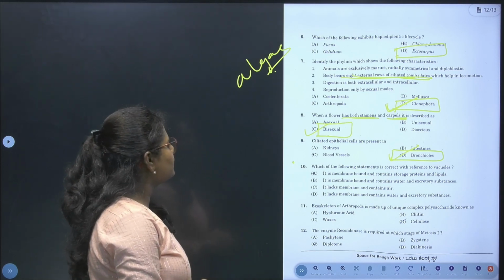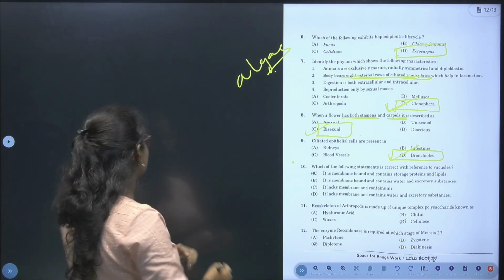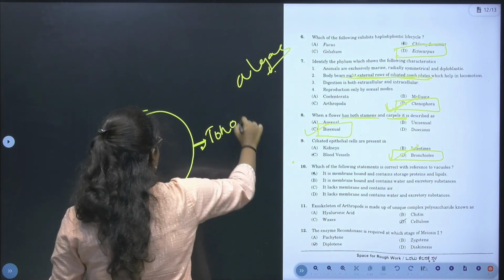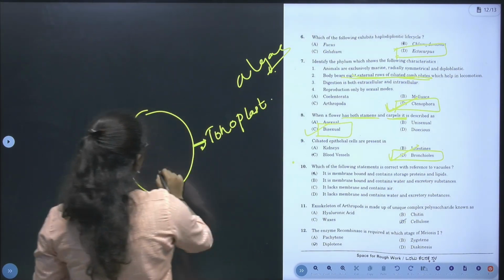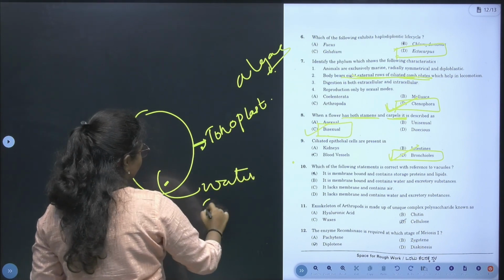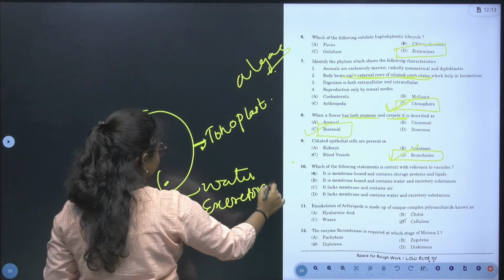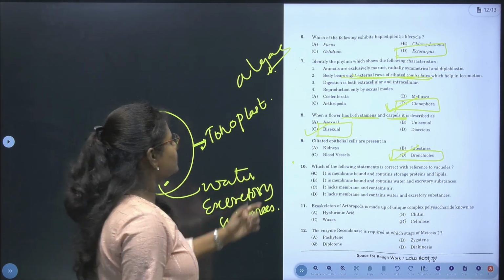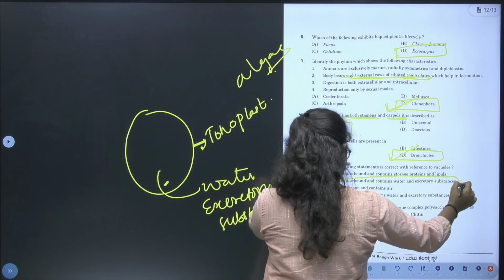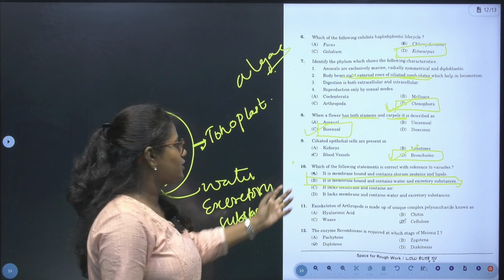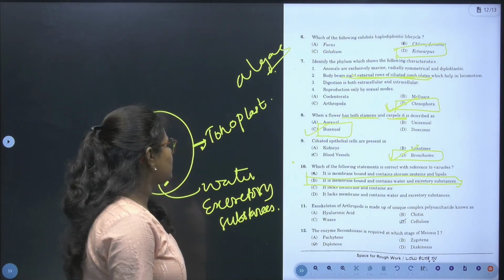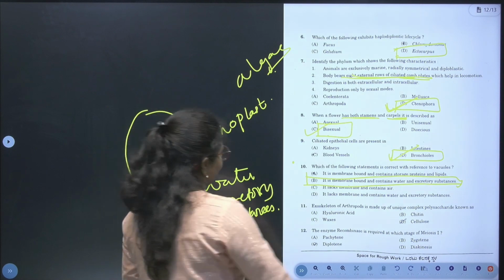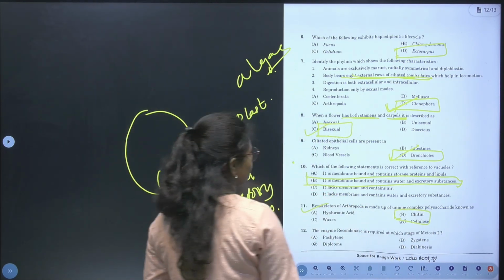Which of the following statements is correct with reference to vacuoles? Vacuoles, we know they are single membrane bound and the membrane is called tonoplast here. It contains water and the excretory substances. So the answer here is, it is membrane bound and contains water and excretory substances, that is option B is the correct answer. Next, exoskeleton of arthropods is made up of a unique complex polysaccharide known as, so it is a direct question, it is known as chitin. So option B is the correct answer.